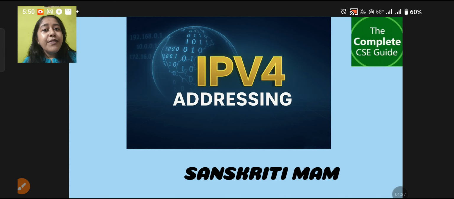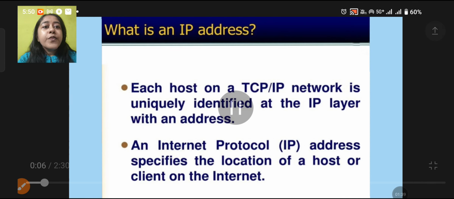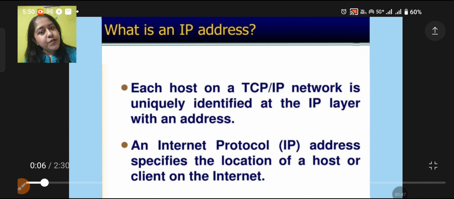What is IPv4 addressing? First of all, the main thing is the IP address. What is an IP address? Before we study IPv4 addressing, we have to know what an IP address is.